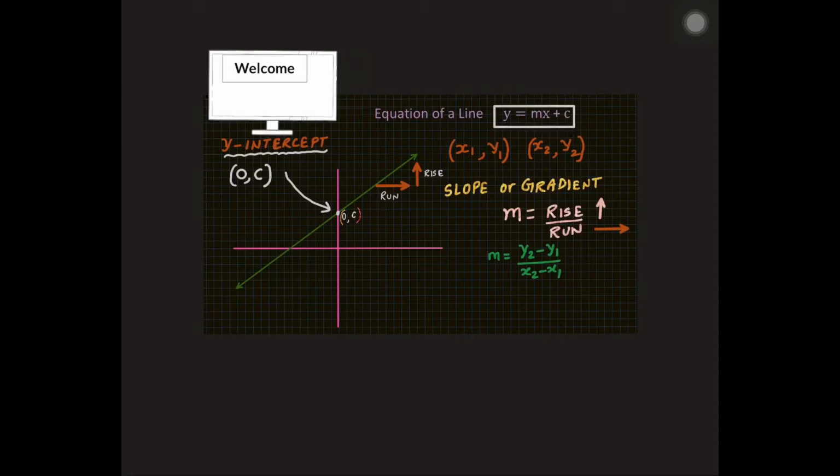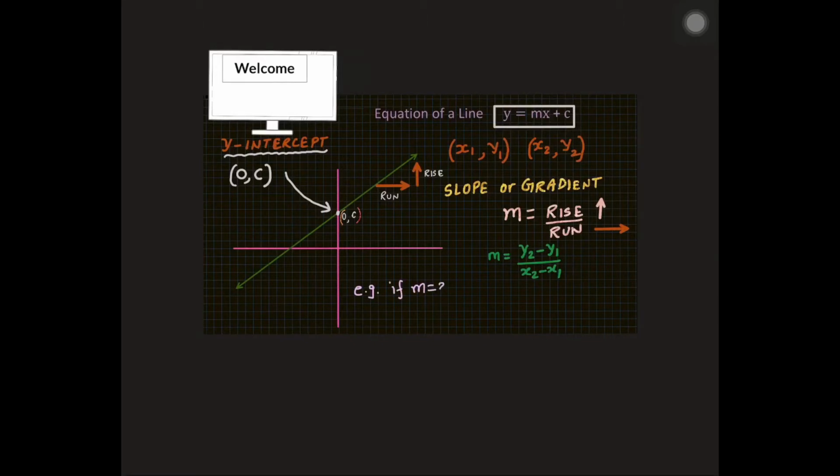As we know, y equals mx plus c is the equation with slope m, rise over run, and you know the formula (y2 minus y1) over (x2 minus x1). There's a y-intercept (0, c), because the line crosses the y-axis at c. So if you know this, then we know the equation y equals mx plus c. You need to substitute the values of gradient and y-intercept.